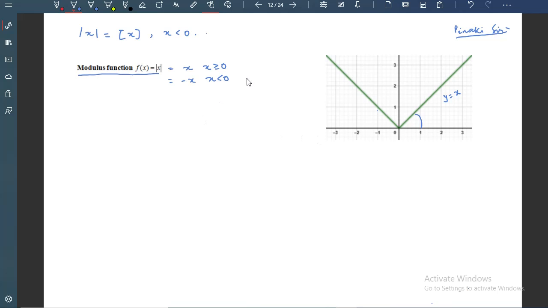What is the domain of the function? The whole of R. What is the range of the function? R positive and 0. Very easy.